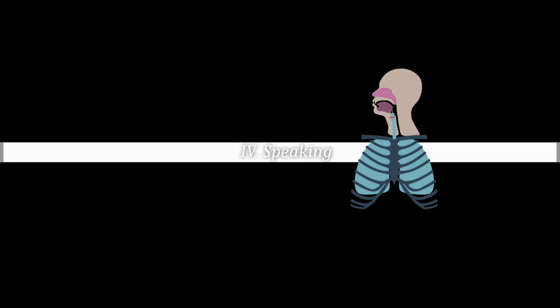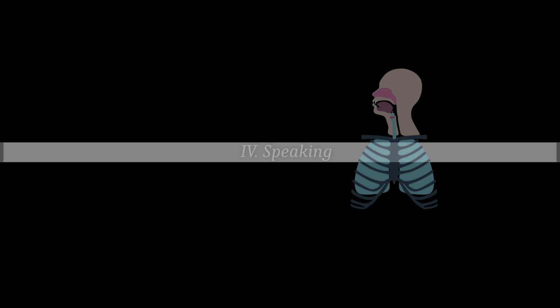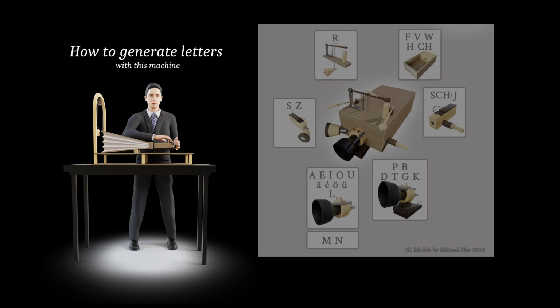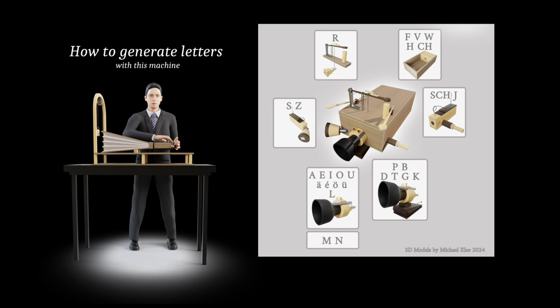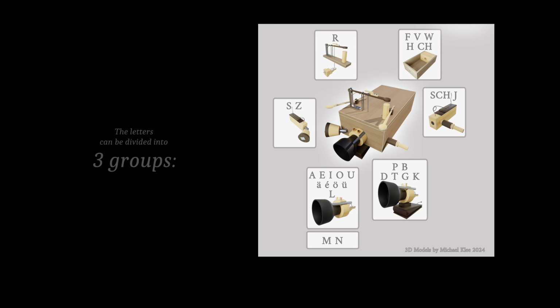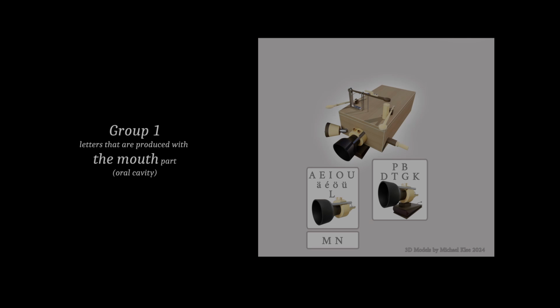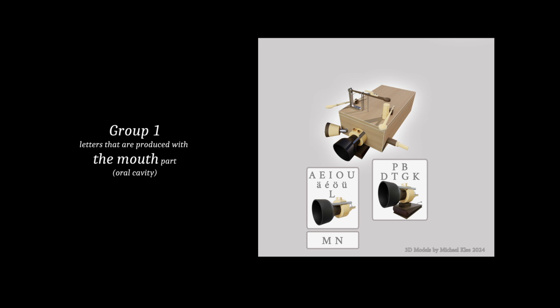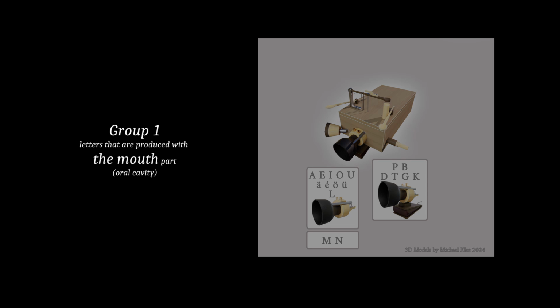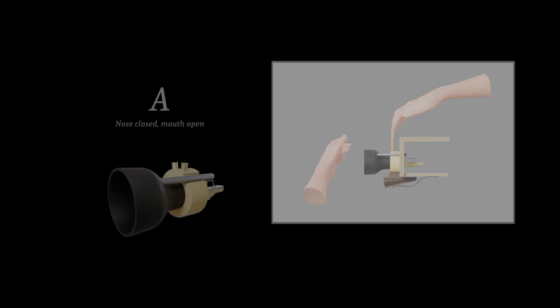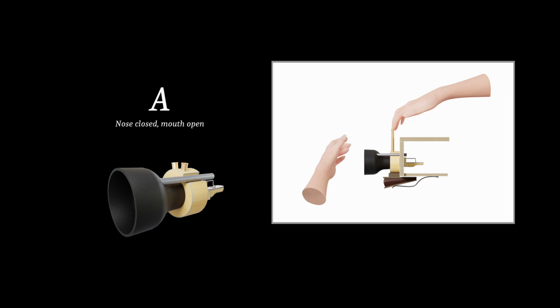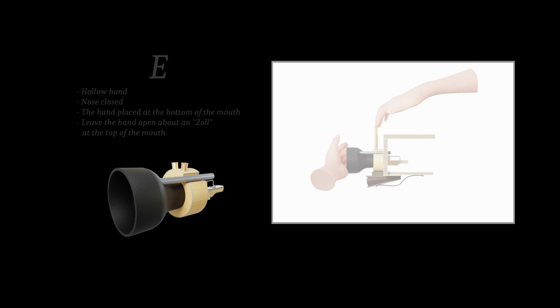4. Speaking. How to generate letters with this machine. The letters can be divided into 3 groups. Group 1. Letters that are produced with the mouth part, oral cavity. A. Nose closed, mouth open.